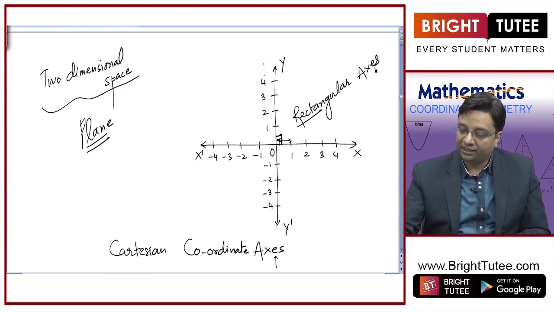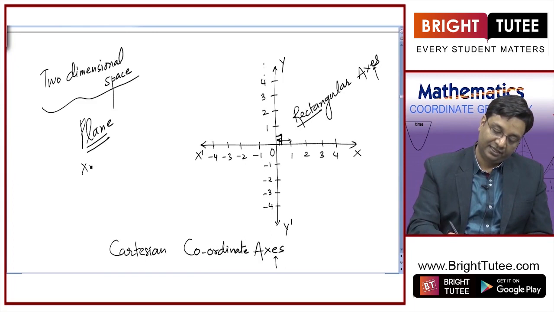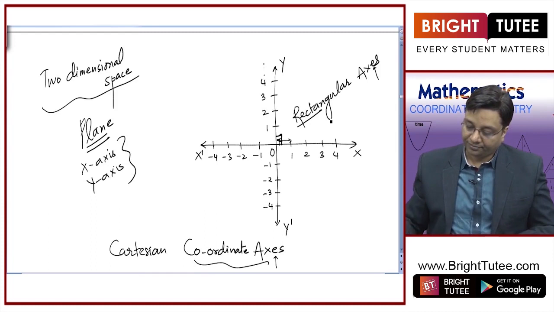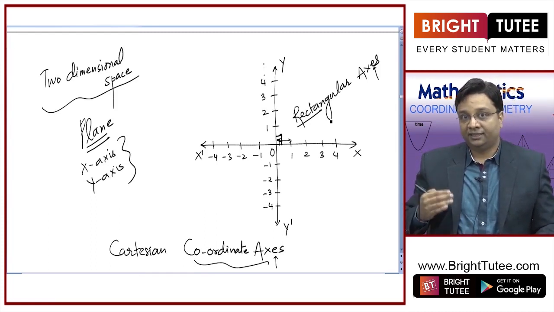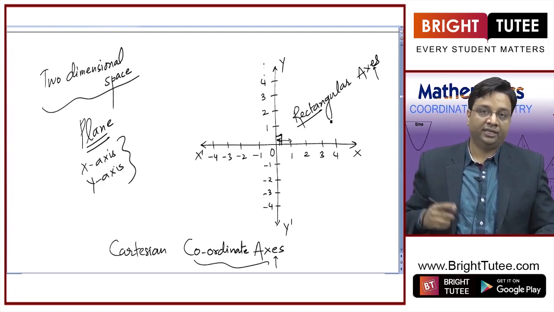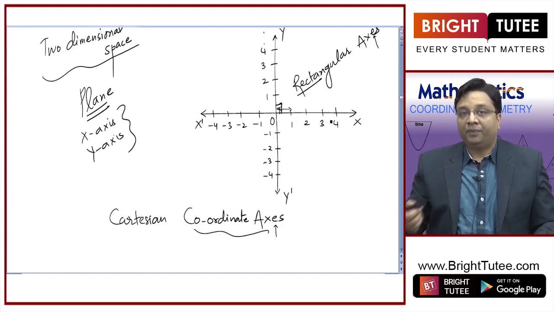Okay, and take care that I am writing axes here, so I am writing both the axes, x-axis and y-axis, collectively are coordinate axes, right, or rectangular axes. So this is about rectangular axes that Descartes suggested, and this is really useful in locating a point in two-dimensional space or in a plane.